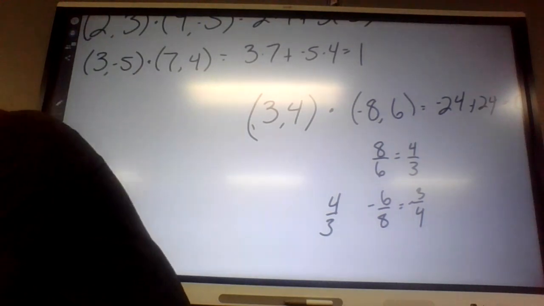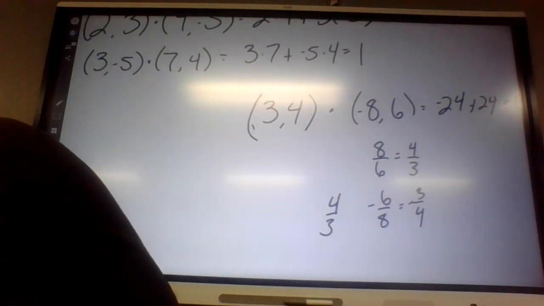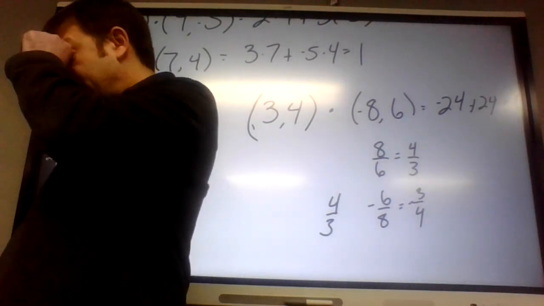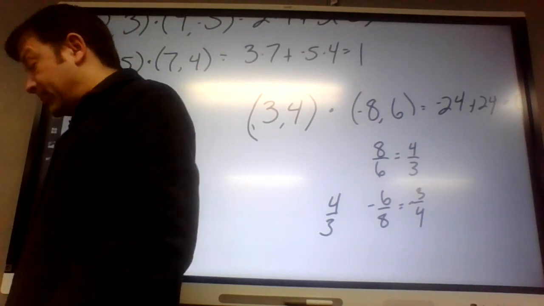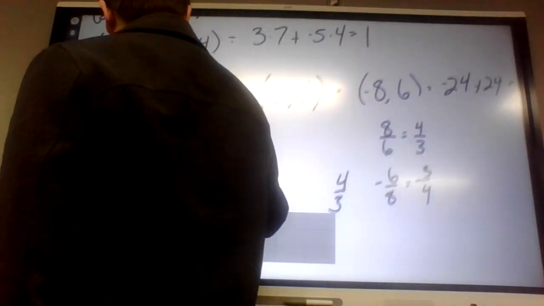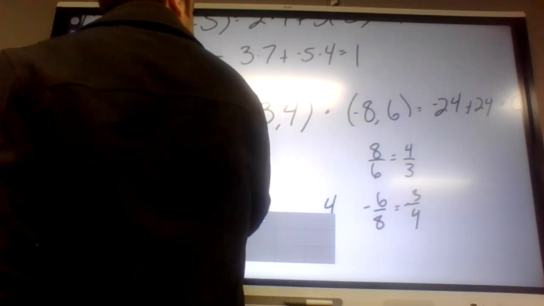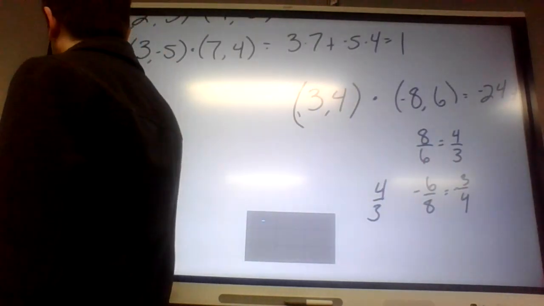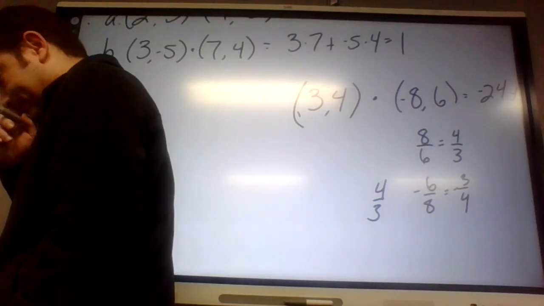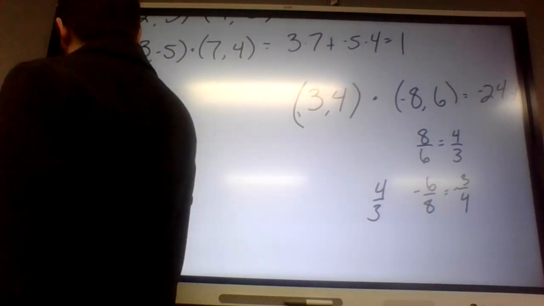Okay, so back to number 3, whatever we're on. The value of A, its vectors are to be parallel. So, did I accidentally do number 3 a little bit? No, we're good. Okay. 4, 6, and A, 3.